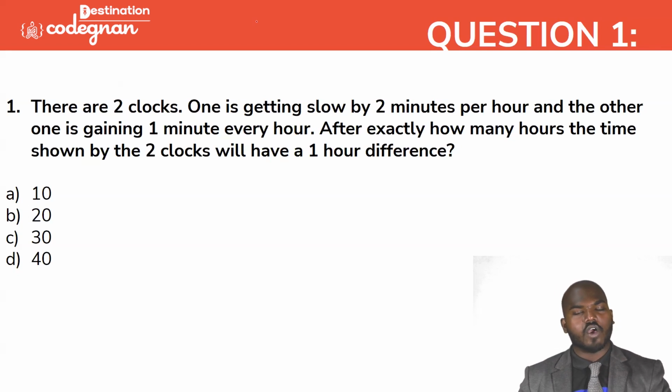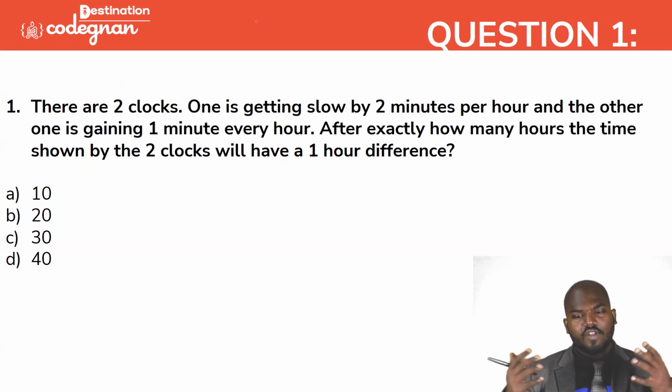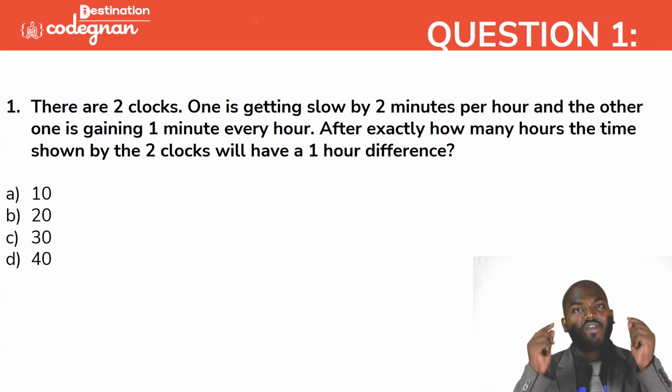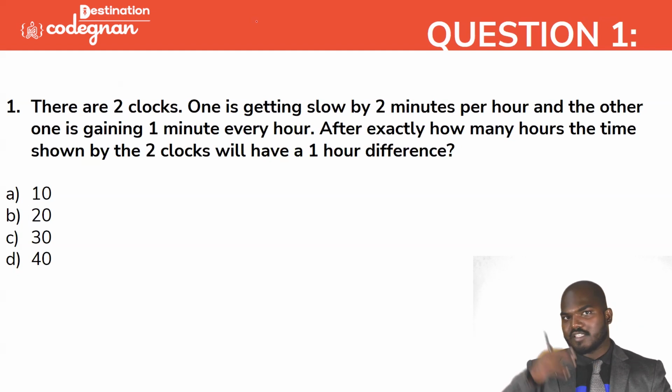And another clock is gaining 1 minute per hour. After exactly how many hours will the time shown by the two clocks have a 1 hour difference? So this clock is 2 minutes slower. This clock is 1 minute faster.